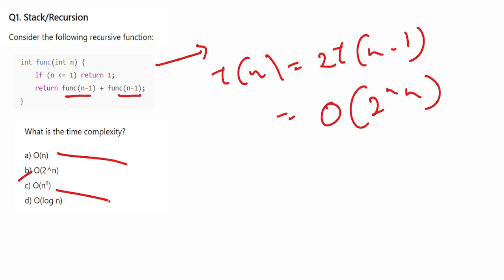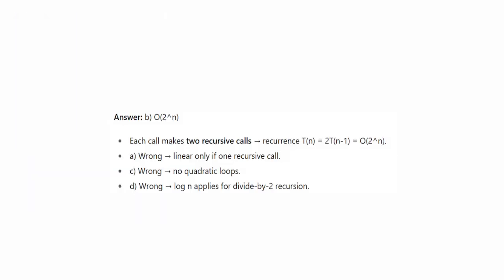Option C is used for a quadratic loop, that's why it's wrong here. Option D, big O of log n, log n applies for divide by 2 recursion. That's why option D is wrong here. Option B is the only correct option here. Now move to the next question.